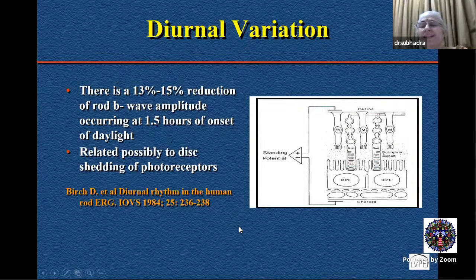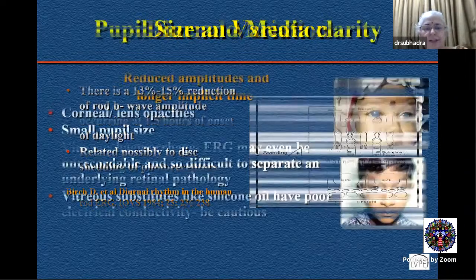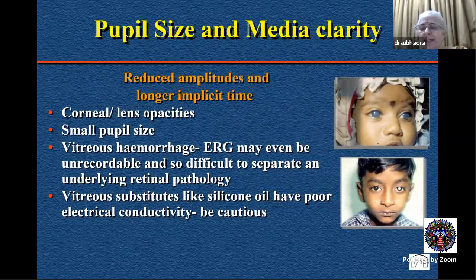So if you're doing a research study, then try to do the repeat ERG at the same time. If you're not doing a research study, it's clinical work, it will not make too much of a difference. But yes, there is some 13 to 15% reduction of the B wave in the afternoon and evening as compared to the early morning. This happens to the visual acuity also. Visual acuity also has a diurnal variation. Then pupil size and media clarity.